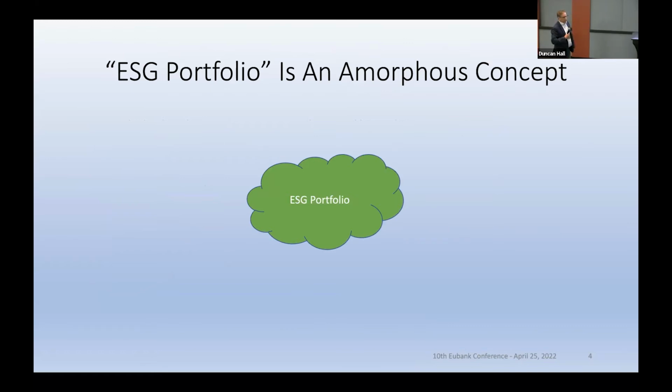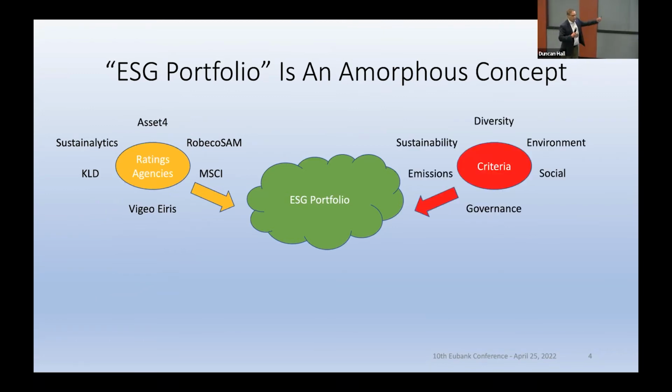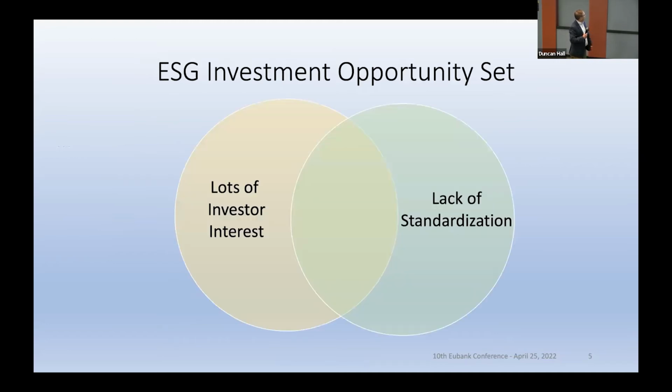So as it comes out, this ESG portfolio that everybody's interested in and everybody wants is coming from seven different ratings agencies, all with different criteria, weighted different ways, and different portfolio constructions. So it's not a well-defined thing. To me, as a quant, I look at this and see lots of investor interest and lack of standardization, and I see an opportunity to identify mispricing and potentially do something with it.